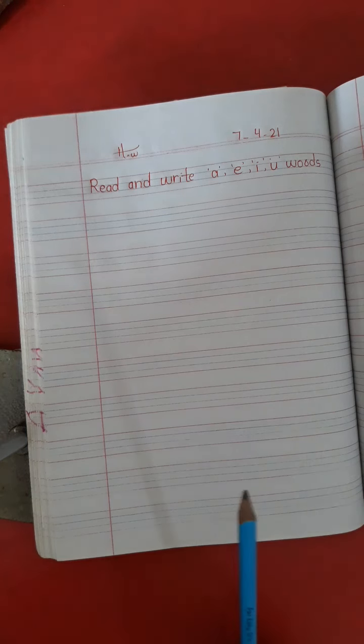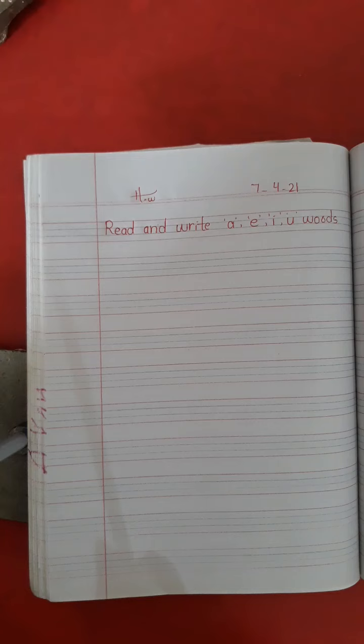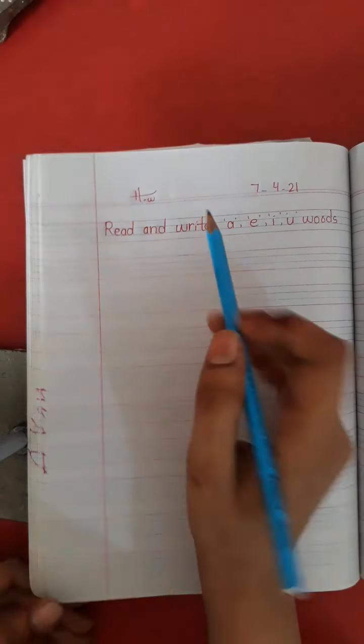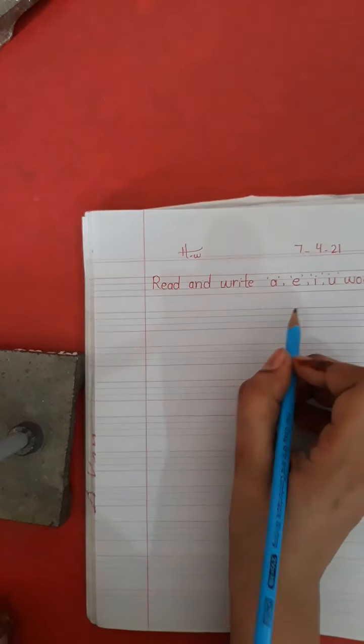We are going to learn three sound words with vowels. Now start our class. Firstly, we will write A words.